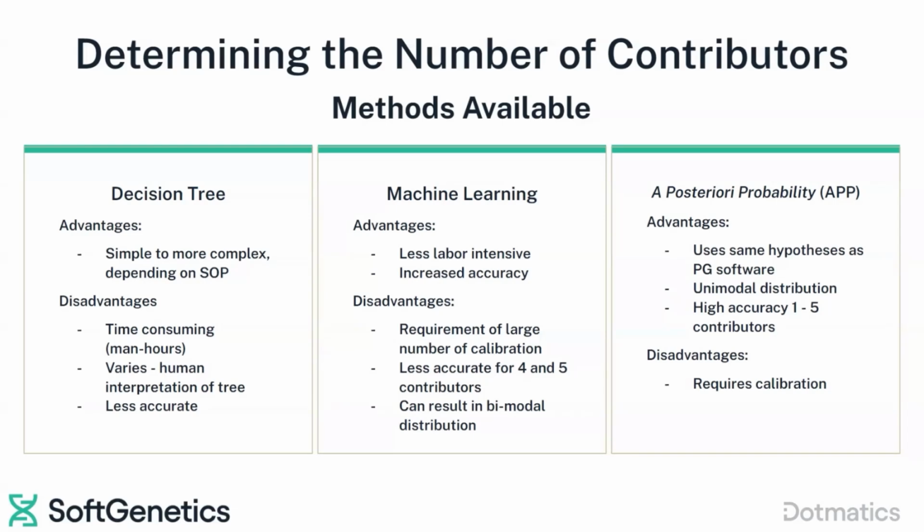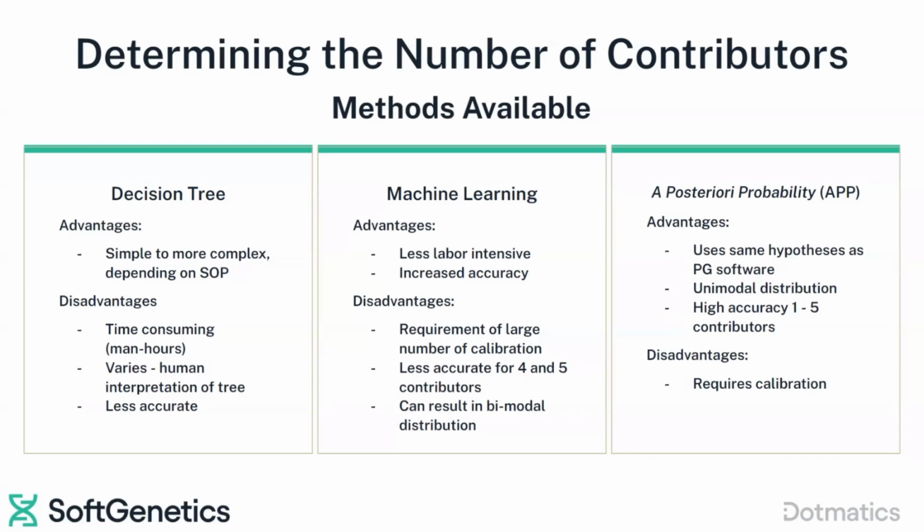The second method is machine learning, and this one is less labor intensive for the analyst, and it's increased the accuracy, but the big disadvantages are that it requires a very large calibration data set in order to be accurate. And even then, it can be less accurate for higher numbers of contributors and can result in a bimodal distribution.